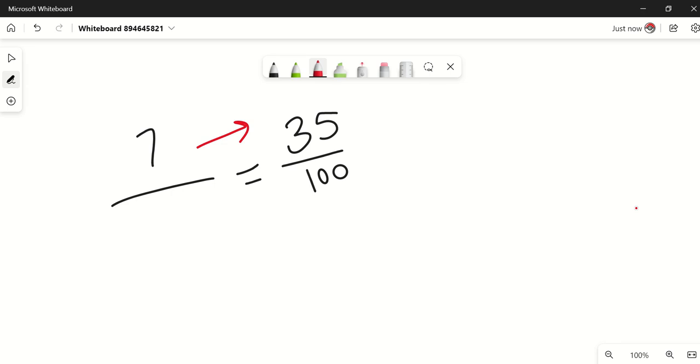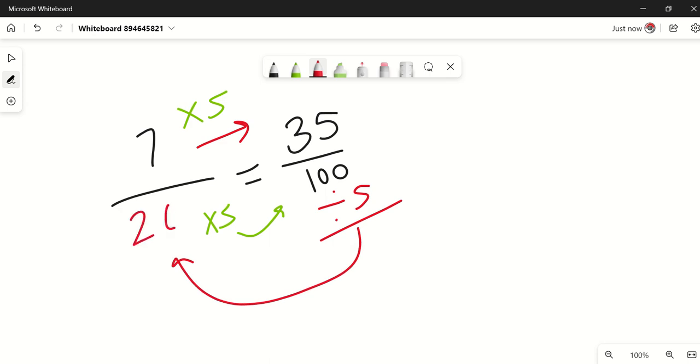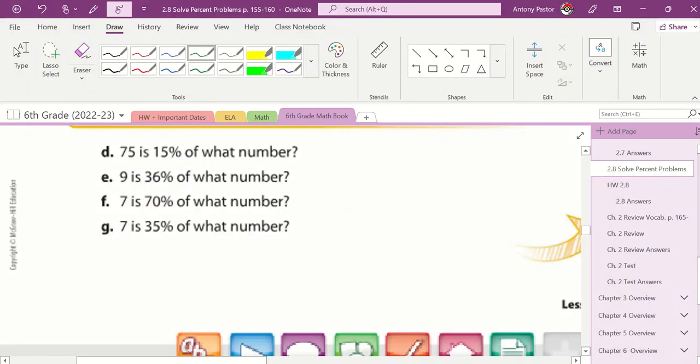So 7 to get to 35 would be multiplying this by 5. What times 5 would get me 100, or better yet, 100 divided by 5 would give me this number. That would be 20. So 7 is 35% of 20.